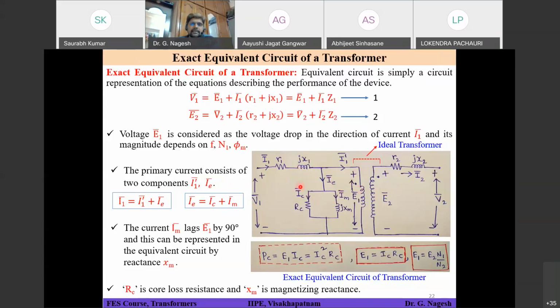Similarly for IC and similarly for IM, and RC same as R1, XM same as X1. And this shunt branch should be placed very close to your V2. That's what approximate means. Approximate means I should place this shunt branch close to the voltage on the secondary side. Right, so let's see that.